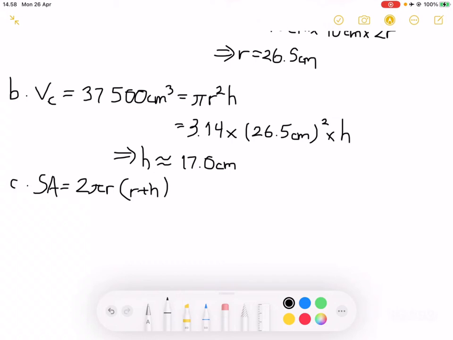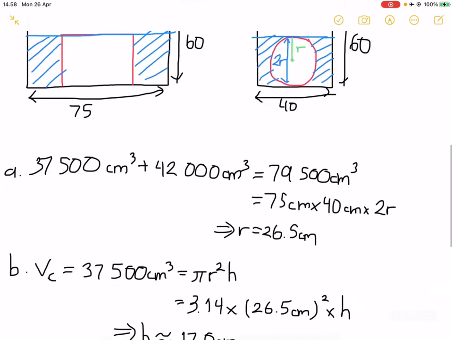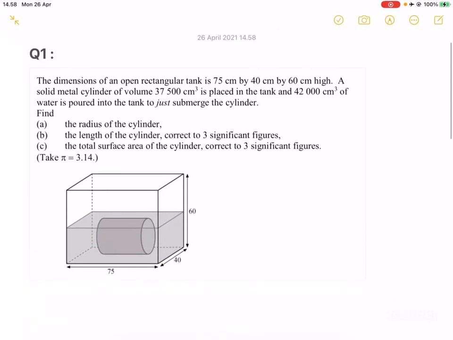And then we can just substitute the values of r and h respectively, and I'll let you guys do all of that arithmetic. Alright, so that's question 1 done. Let's jump into question 2.